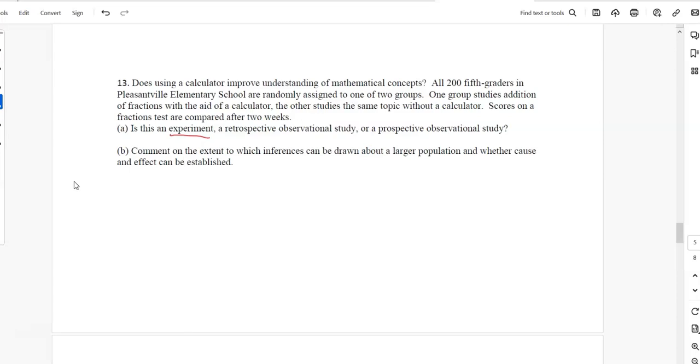Comment on the extent to which inference can be drawn about the larger population and whether cause and effect can be established. It does look like they were randomly assigned to the treatment groups, although 200 fifth graders, I don't know how those were chosen. So I think we only have random assignment, which means we can deal with cause and effect. We can say cause and effect is in play, but we cannot make inference to the population here.